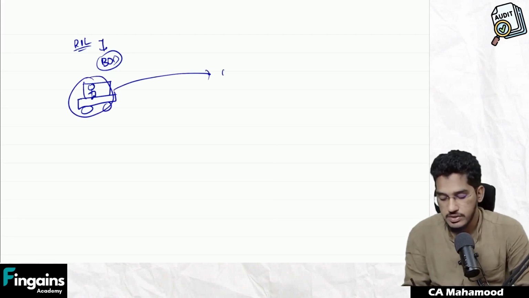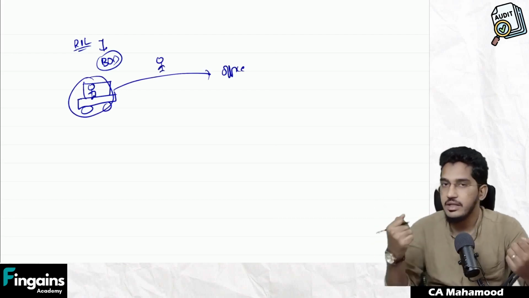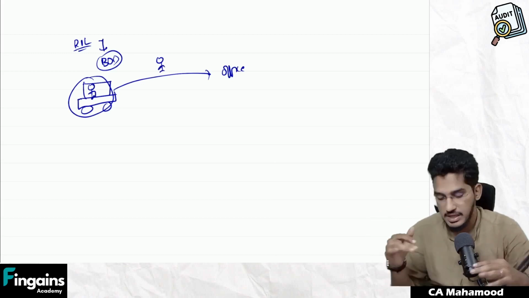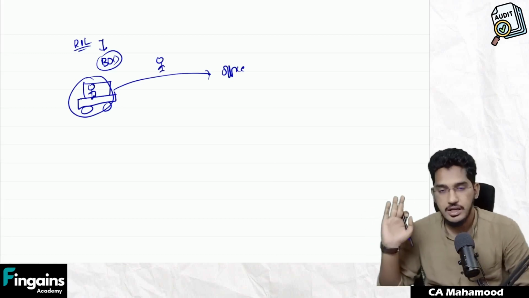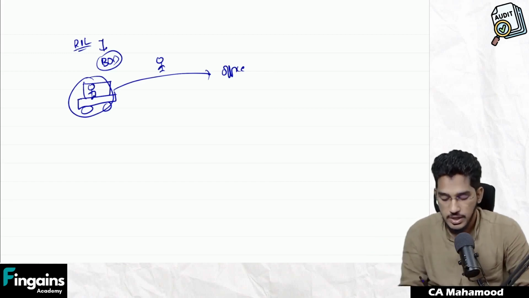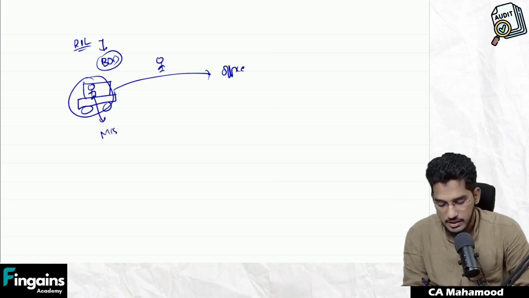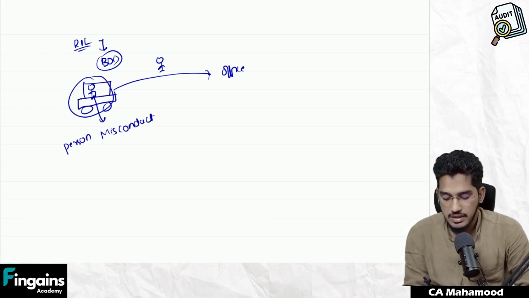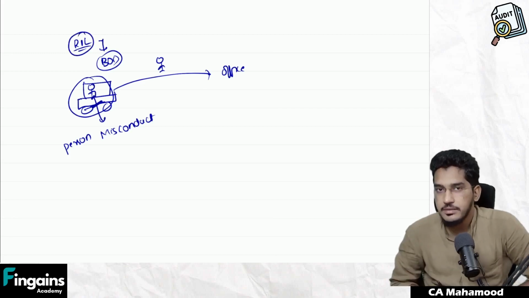On his way to the office, he made an accident. He hit a person walking on the pedestrian path, like a Salman Khan. So he committed an accident. Now this board director made a personal misconduct. You tell me, can this personal misconduct committed by the board director be called non-compliance made by Reliance Industries Limited?